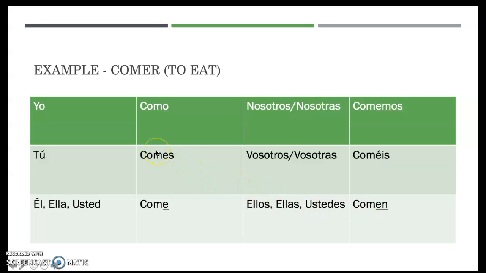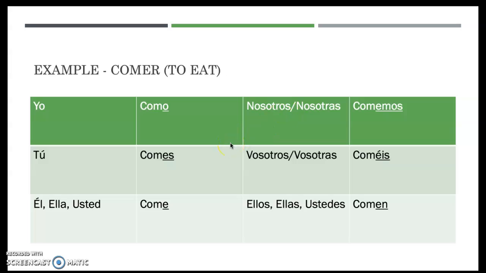Remember, they can never interchange, so you can't have yo comen, or you can't have ella comemos. They always match with these subjects.